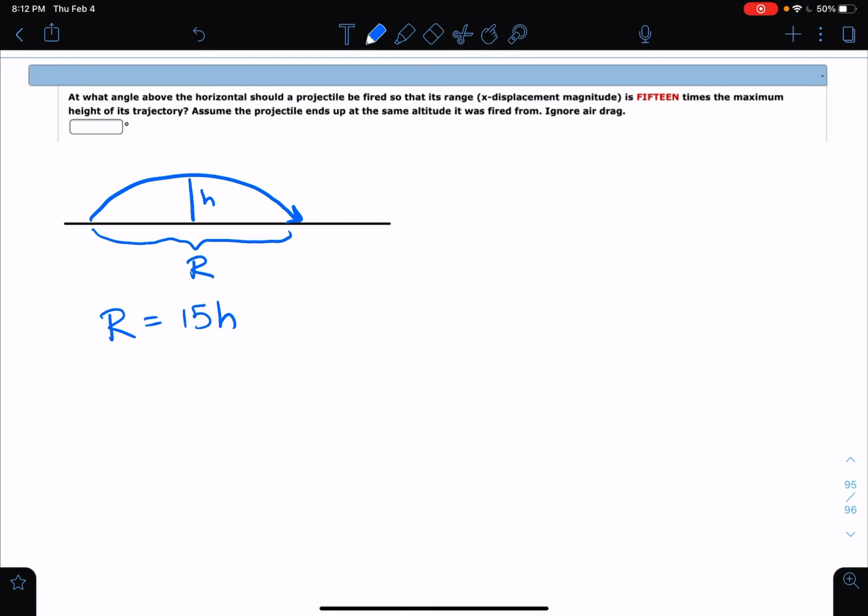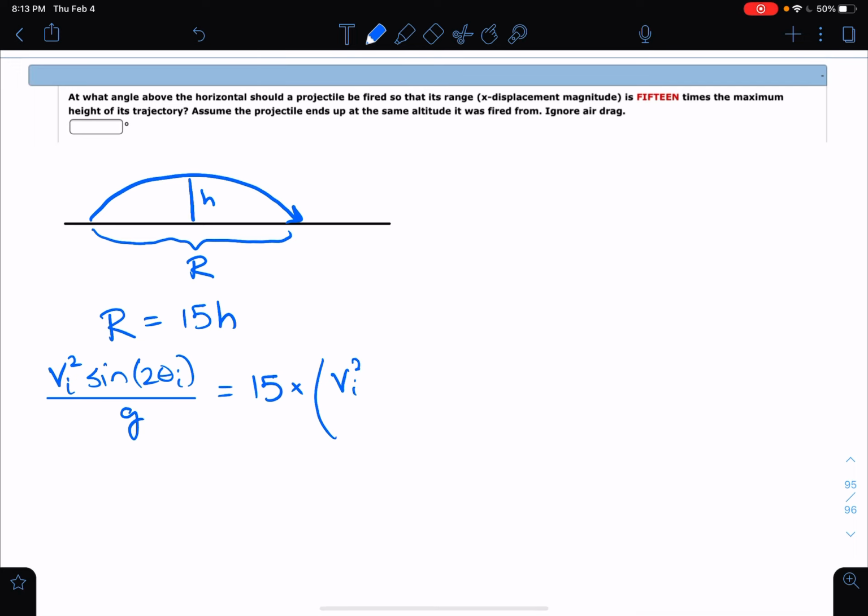Now, we've got formulas for the range and for the maximum height. The formula for the range is we take the initial speed squared times the sine of twice the initial angle, and we divide that by g. And then H is, again, the initial speed squared, but this time it's the sine squared of the initial angle, and it's over 2g.